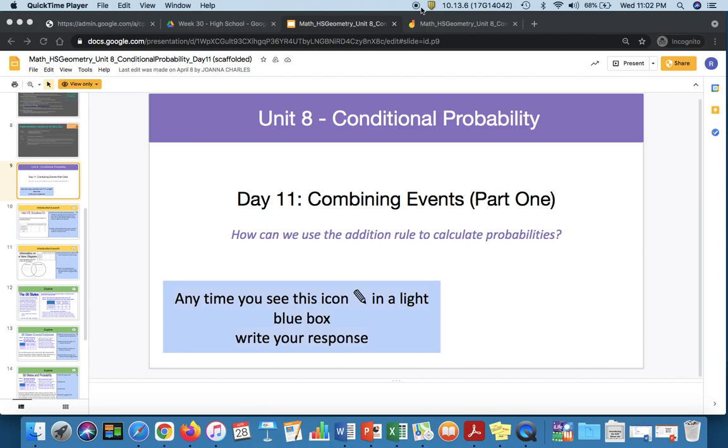Hi, this is Roman, and today we're going to be going over Unit 8 on conditional probability, Day 11, Combining Events, Part 1. How can we use the addition rule to calculate probabilities?